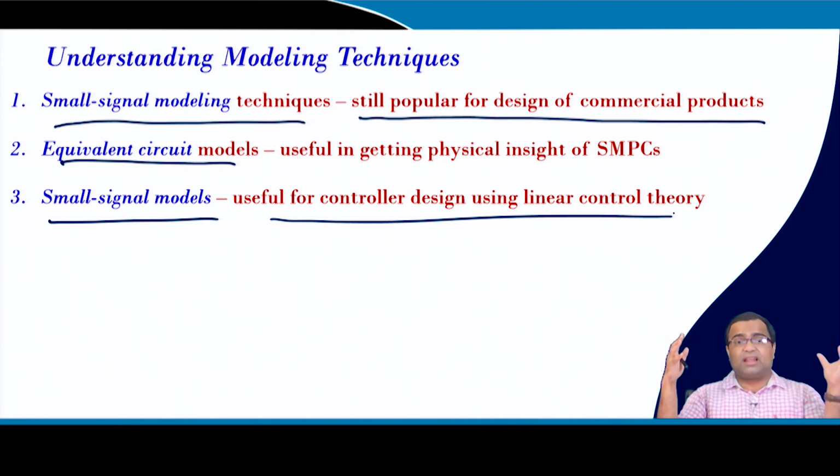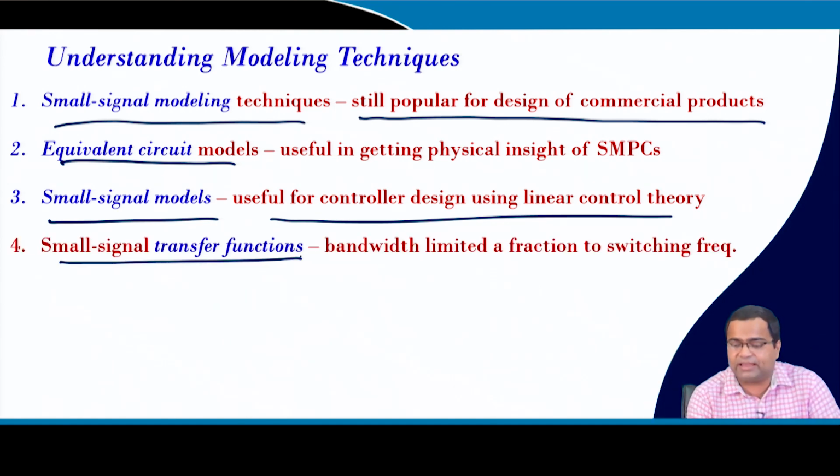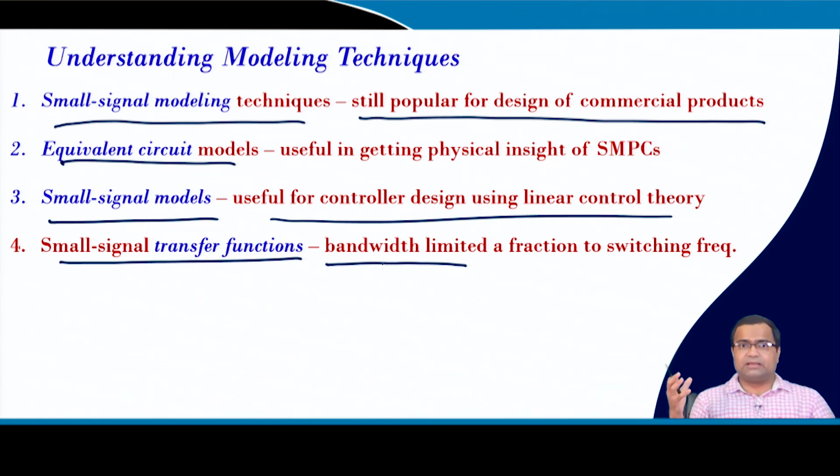So, we have a rich set of tools, but such models, these transfer functions, often ignore the ripple information. As a result, they result in a closed loop bandwidth which is a small fraction of the switching frequency, and such performance may not be enough to meet the future requirements, right.